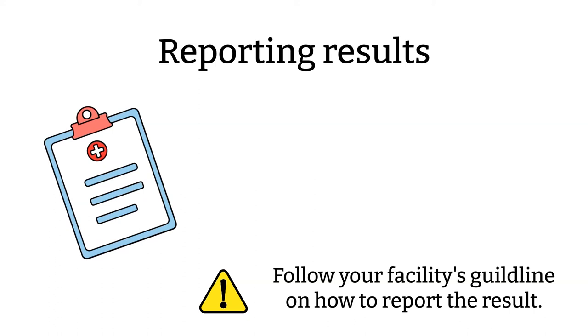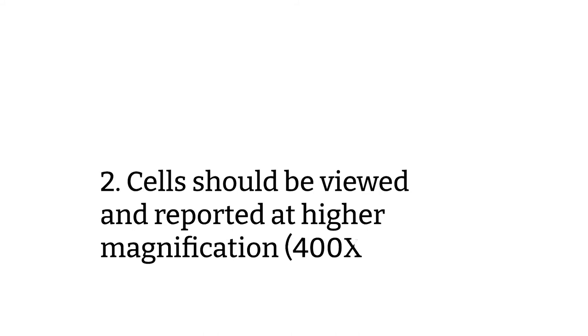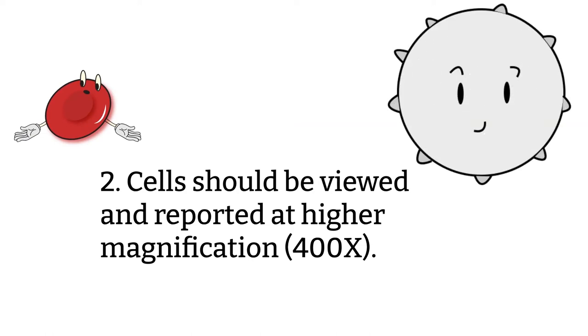First, casts are reported as the average number of casts seen at low power magnification in 10 to 15 fields. The casts can be reported as a number or reported as rare to many. Second, cells like red blood cells and white blood cells should be viewed at a higher magnification and reported in ranges: 0 to 2, 2 to 5, and so on. For the rest of the things that we can find in the sediments, I will mention them as we go along.